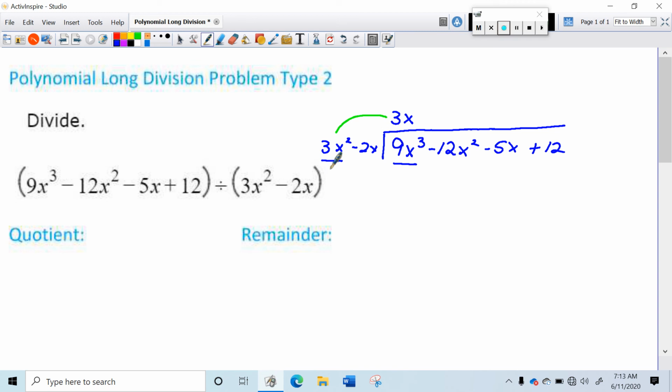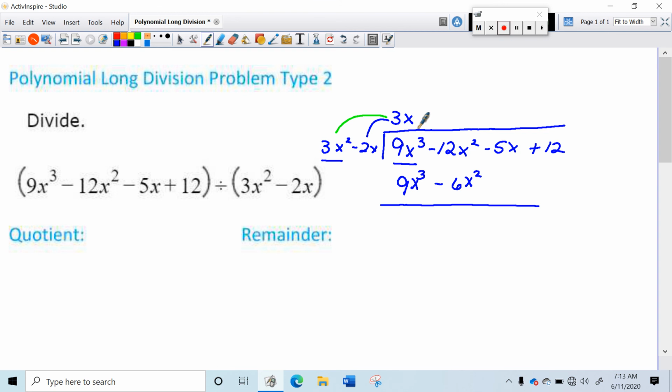So 3 times 3 is 9. And I have an x and 2 more x's, so that's x cubed. Now you multiply that with the second term. So 3 times negative 2 is negative 6, and I've got an x here and x here, so that's an x squared.